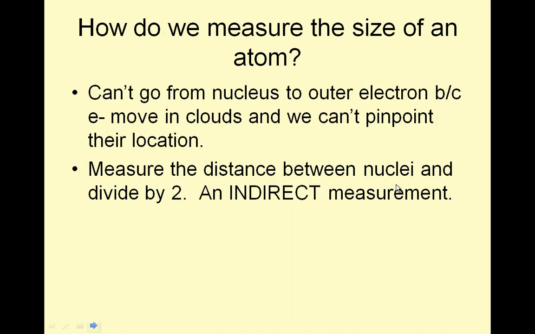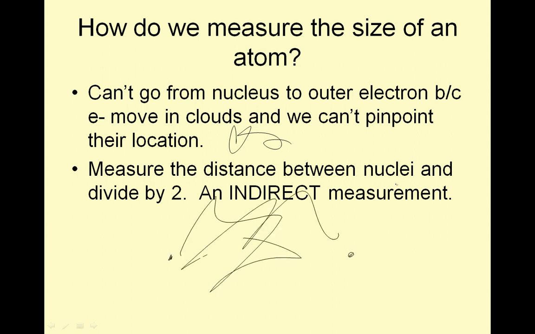How do we measure the size of an atom? Well, you can't go from nucleus to outer electron because when electrons move across, they teleport and all these other crazy things, so we can't pinpoint their location. You measure the distance between the nuclei and divide by 2. So if here's a nucleus and here's a nucleus, you got all kinds of cloudiness and all kinds of cloudiness, you can measure your nuclei and divide it by 2.